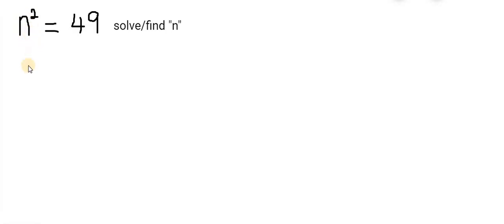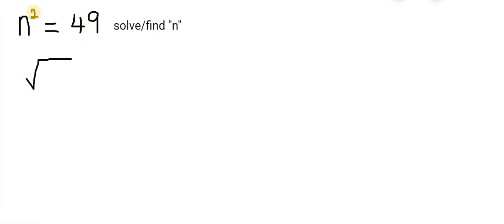We identify anything that is attached to n, so that's only a squared, so we use the opposite sign, which is a square root in this case, to get rid of the square. And whatever we do to the left, or whatever we do to one side of the equals sign, we have to do to the other side.